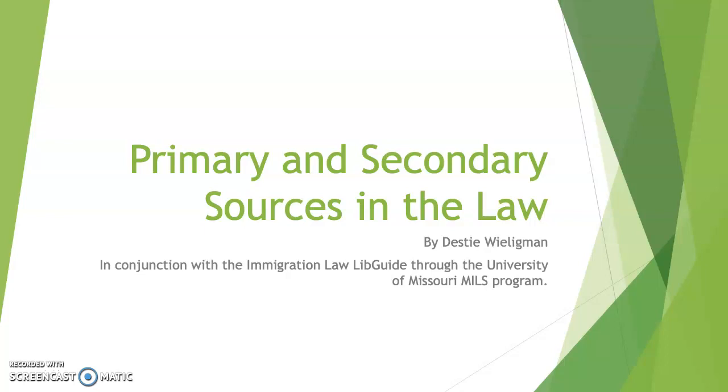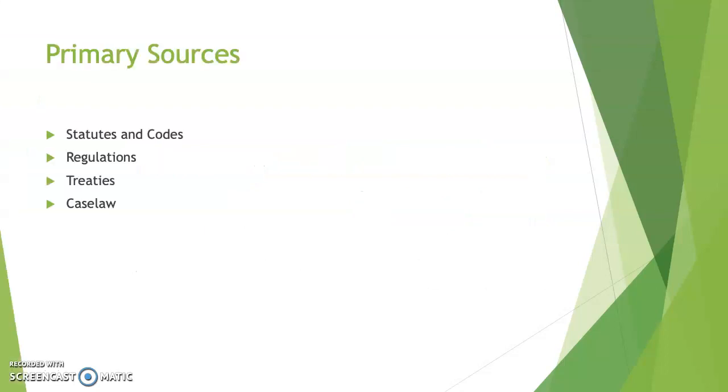In academia, we normally focus on what are scholarly sources, but in the law, we mainly focus on what are primary and secondary sources. So if you're using this LibGuide and you're not a lawyer and you're not a law student, you may be unfamiliar with these terms. And because this LibGuide focuses on immigration law, I wanted to touch on this in this video.